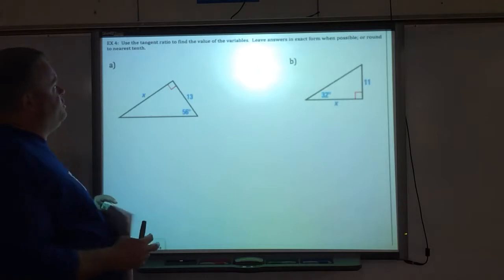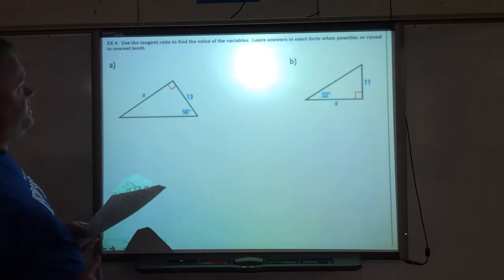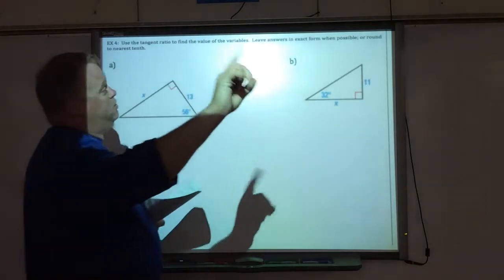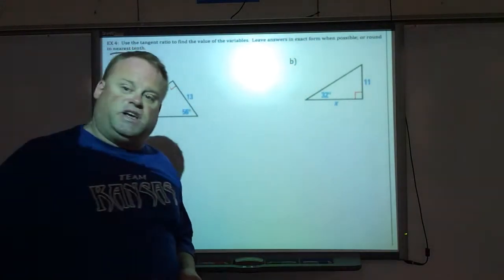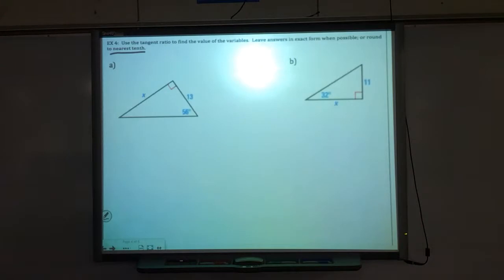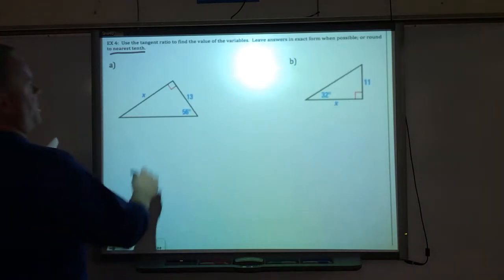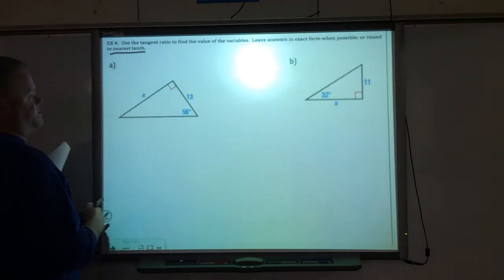Use the tangent ratio to find the value of the variables. Leave answers in exact form when possible, or round to the nearest tenth. So here we go. We want to find the value of the variables. I want to find x.